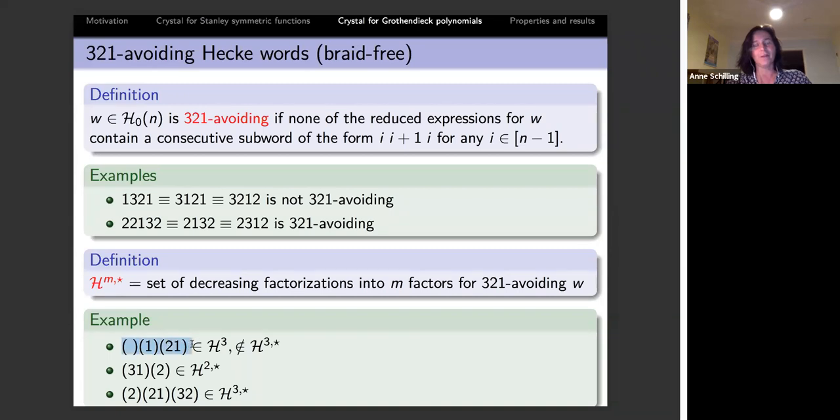This would be a decreasing factorization, but as you can see, 1, 2, 1 is precisely a braid. So this is not in H3 star. 3, 1, 2, on the other hand, there is no braid and there's no expression that would have a braid. So this is indeed in H2 star. And similarly, this element also does not contain any braid, because the only thing basically you can do is you can interchange the 1 and the 3. So this would also be in H3 star. So that's the case for which I'm now going to define this crystal structure.